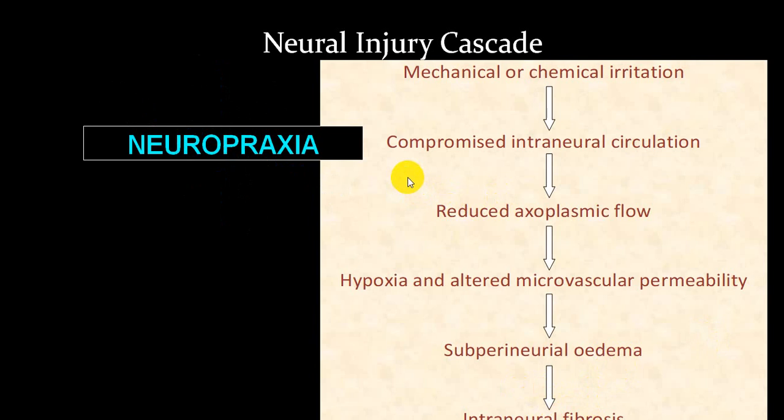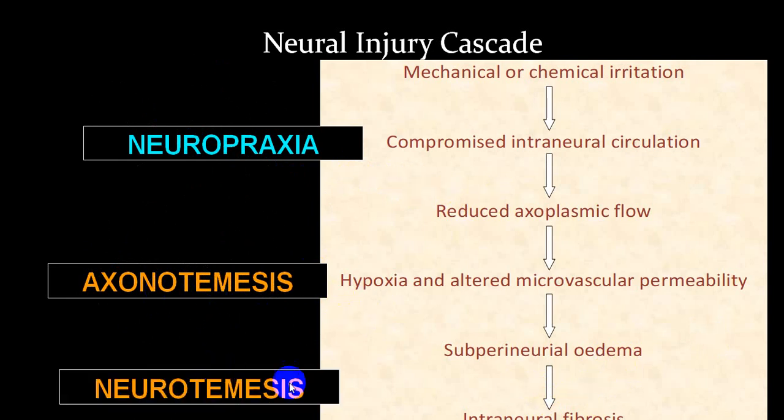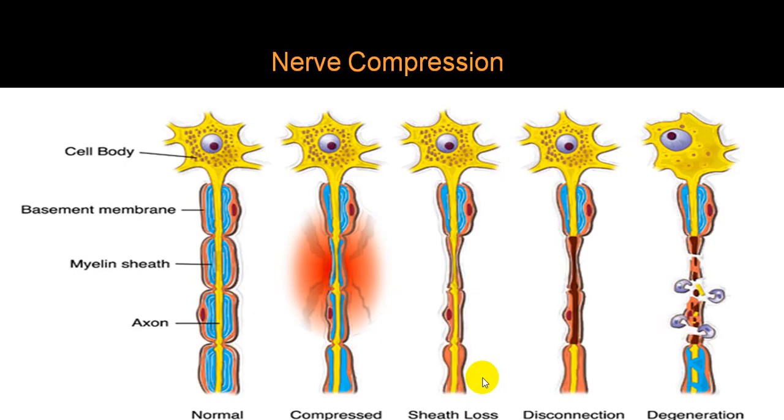This is called neuropraxia. When you start getting damage to the axon, it is called axonotmesis. And when the neuron gets damaged, it is called neurotmesis. So compression, sheath is lost, demyelination takes place, and you will start getting degeneration of the axon. Also there will be an effect on the central cell body, and this will give rise to a permanent damage.